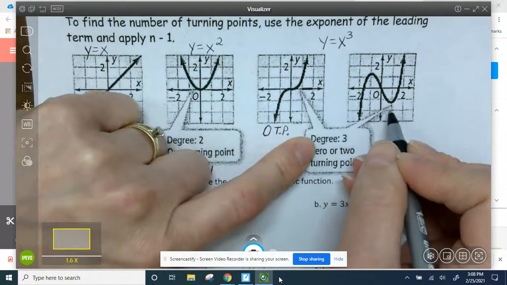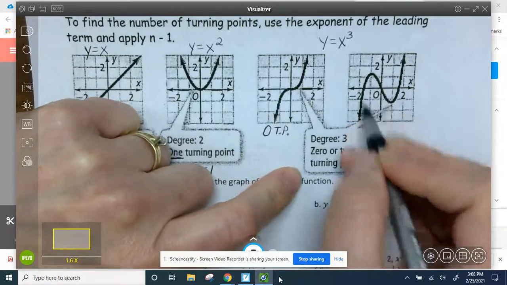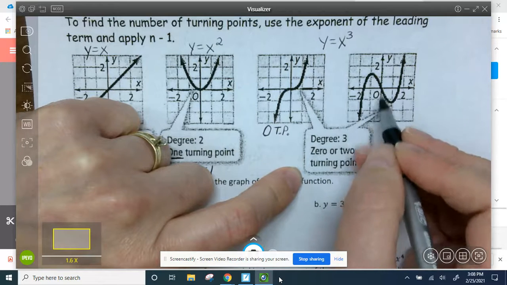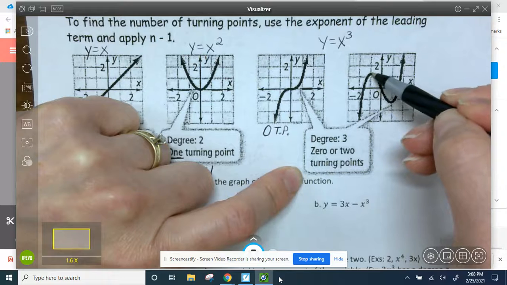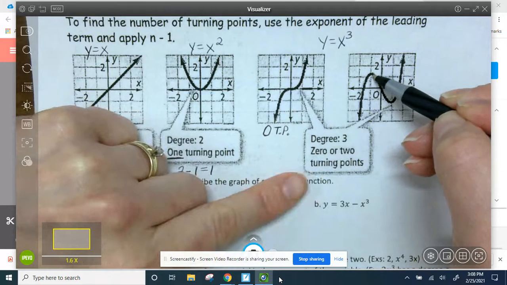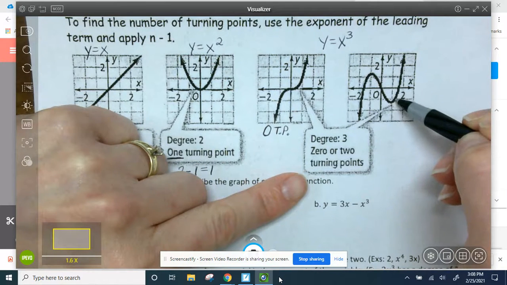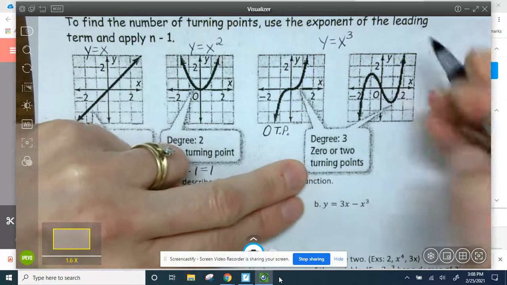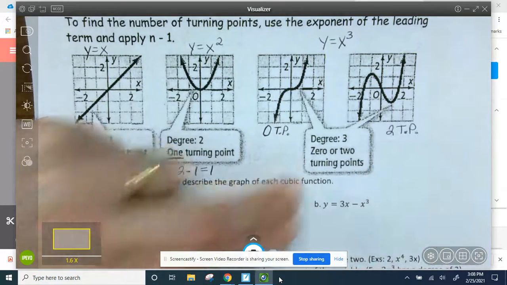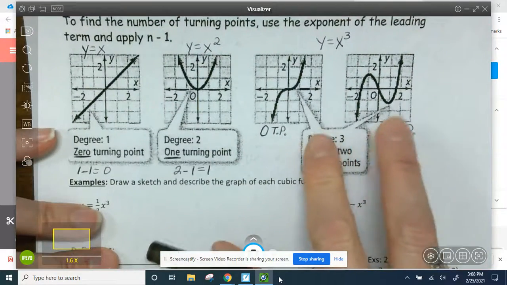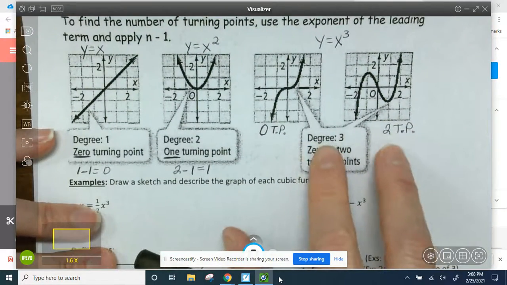But this one over here is the graph of a cubic function. And notice I'm going up and then I start going down. So that's 1 turning point. And I'm going down and then I start going up again. So that's 2 turning points. So this one has 2 turning points. So for cubics, you're going to have to graph them, okay?